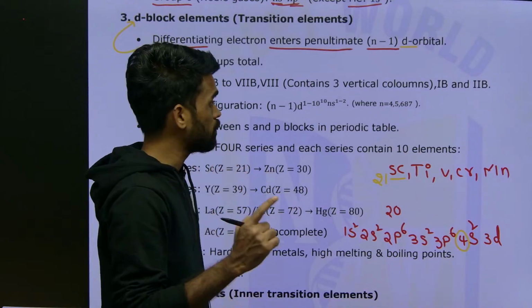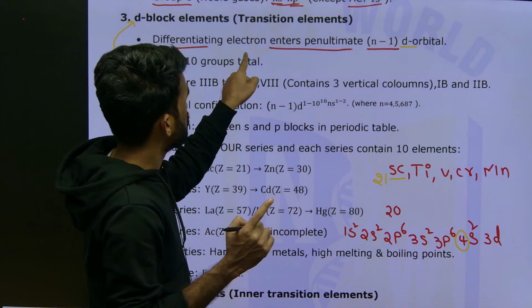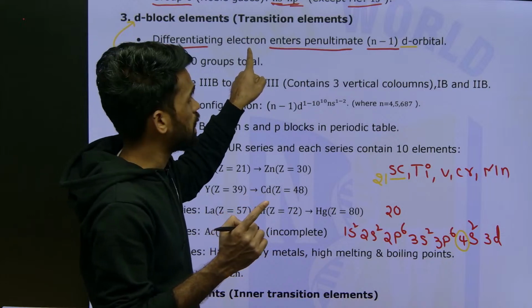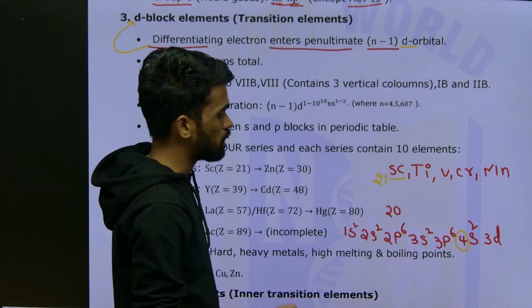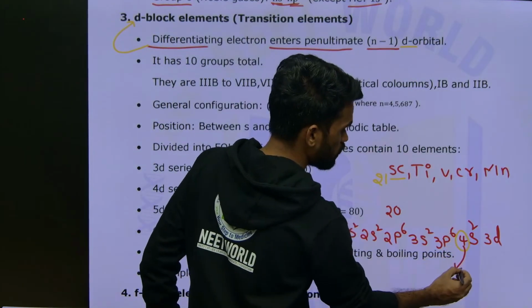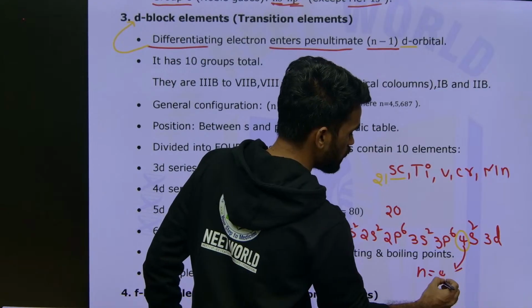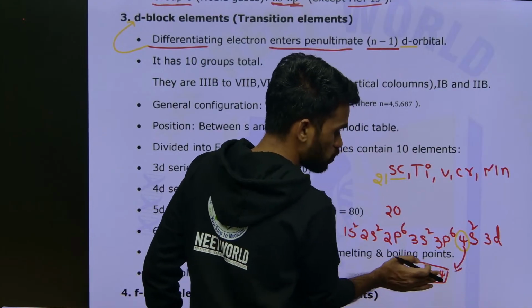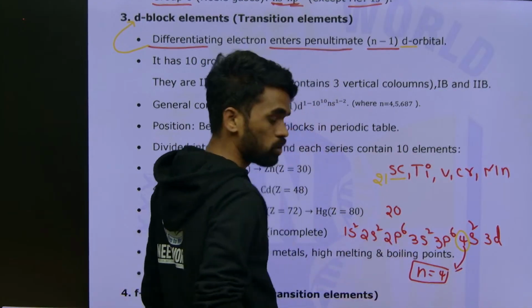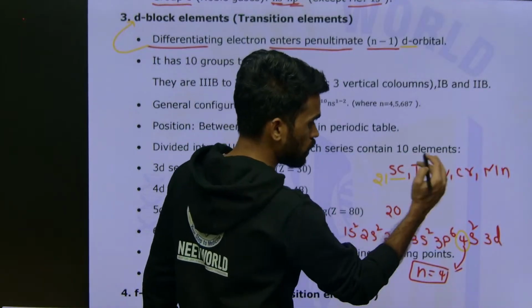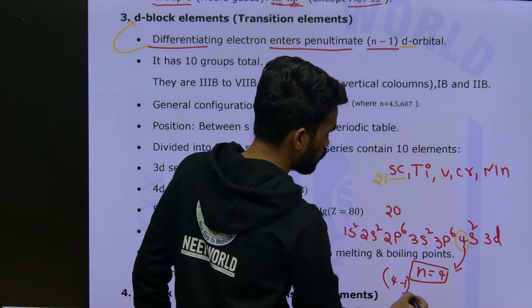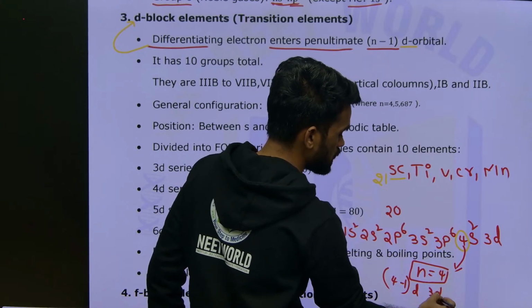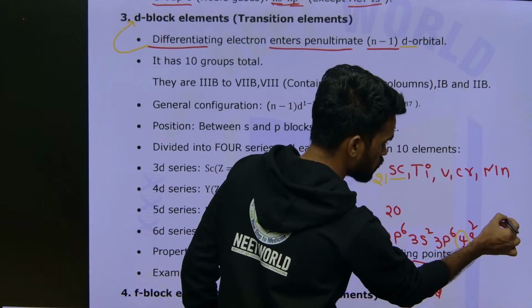But the last electron, the differentiating electron, enters into the n-1 d orbital. What is the n value here? n equals 4. The last electron is not going into this fourth shell, but it is going into n-1, that is 4 minus 1, the d orbital. That is the 3d orbital it is entering. Just check here, the last electron comes here.